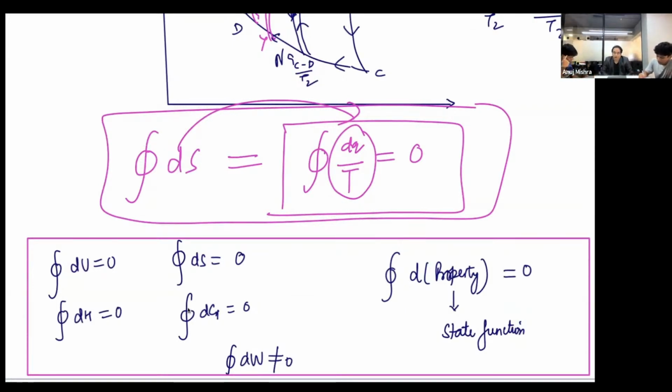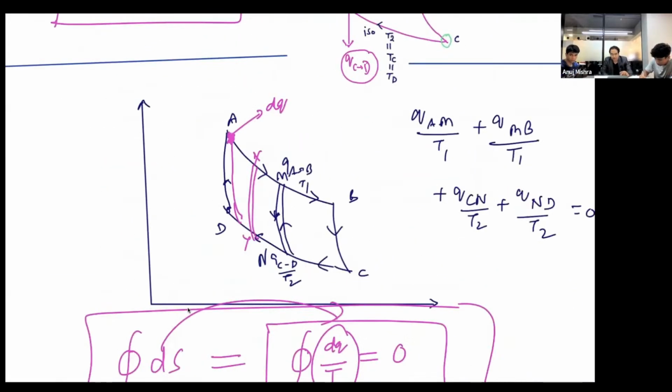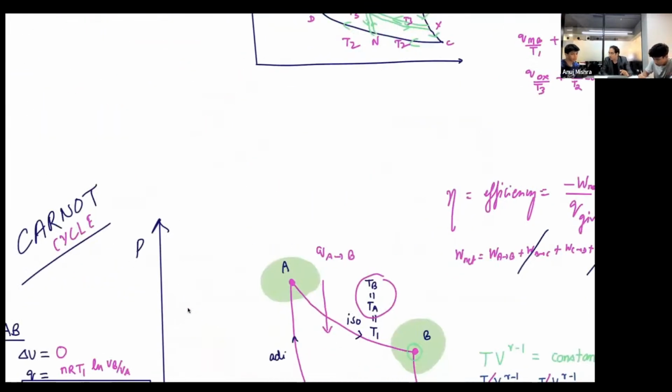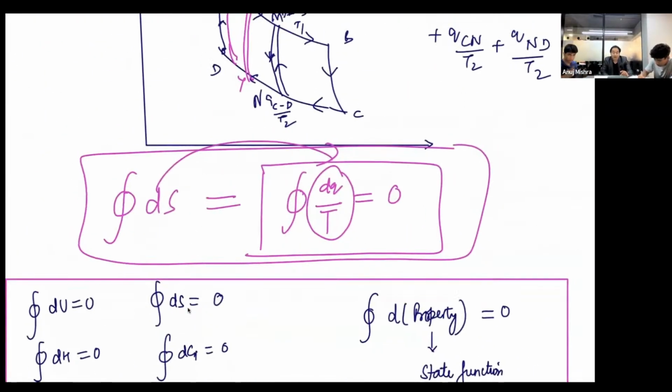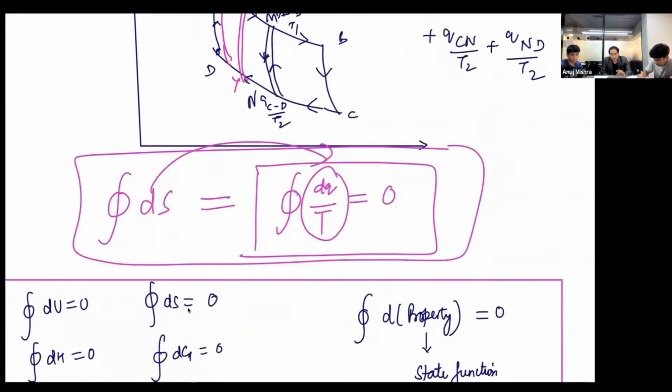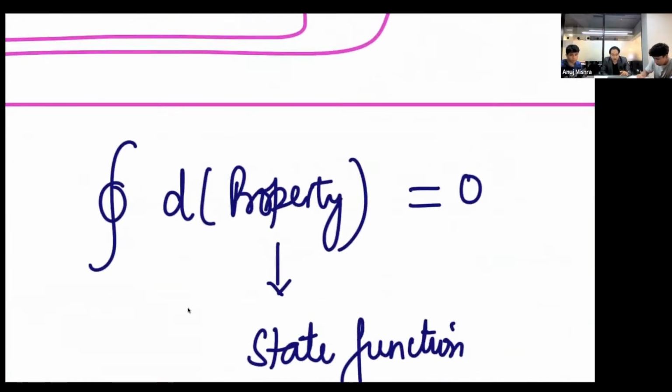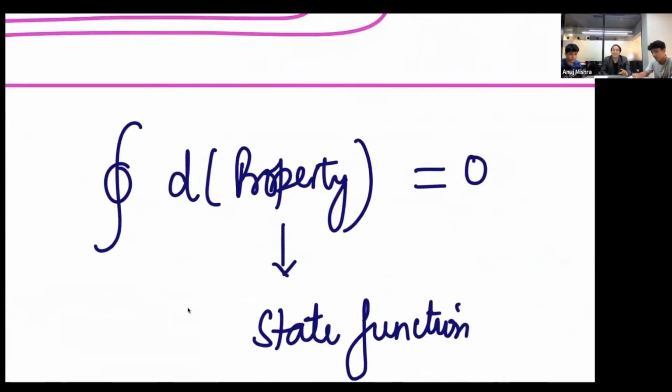So basically this dq upon T, which is coming as dS, is the output of this Carnot cycle, which you have understood. Now, when you say this dq upon T is 0, what is the meaning of it? Any property for whose value the cyclic integral of the property is 0, that is a state function.